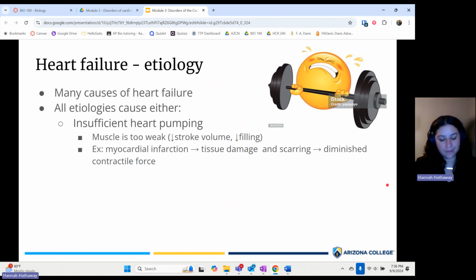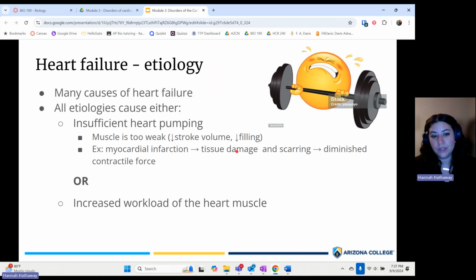For example, in a heart attack, myocardial infarction, there is damage to the tissue. So some of the heart muscle has literally died. And because of that, the heart is just not going to be able to contract as strongly. So that would be inefficient pumping. So that's option number one. The heart just isn't pumping as well as it used to.